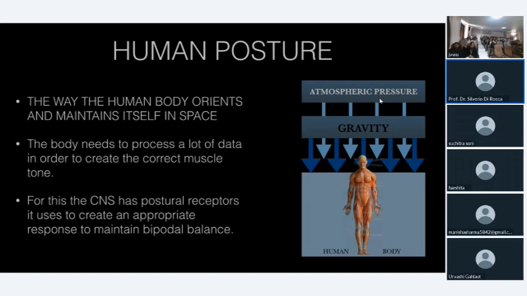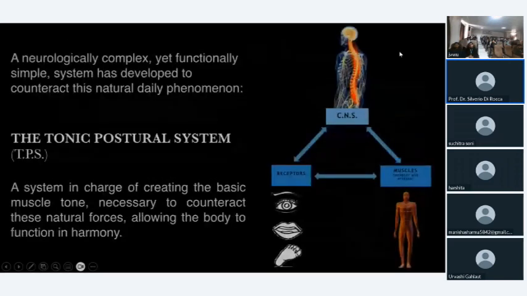For this reason, the central nervous system has postural receptors. The postural receptors send information from the environment directly so that we have the posture we need to live in that environment. This is a neurological complex. It's very simple, but we have to understand what is working.